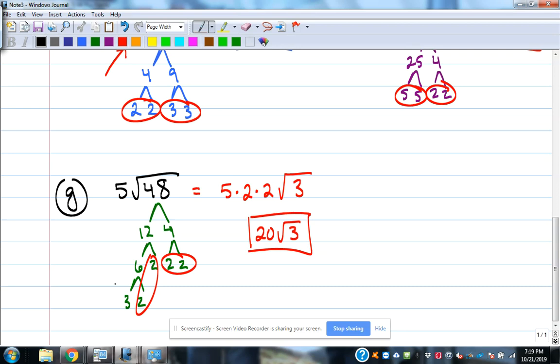Okay. Not too strenuous. What if there's a fraction in there? We know the square root of 16? We know the square root of 25?